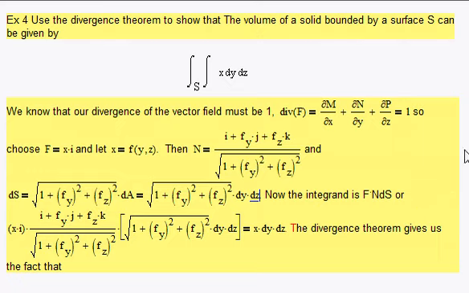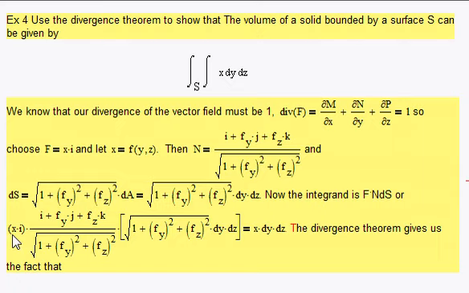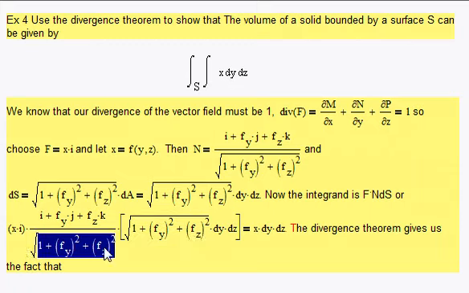And so the integrand is F dot n dS. So what does that mean? It means, well, here's our F and here's our n. This is a complicated n here. And here's our dS. Wow, what a thing. But now when we dot this and this, you can see that we just get x. And this and this cancel out. So we just get x dy dz.